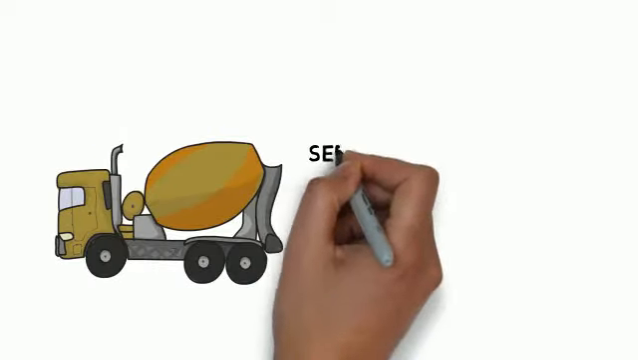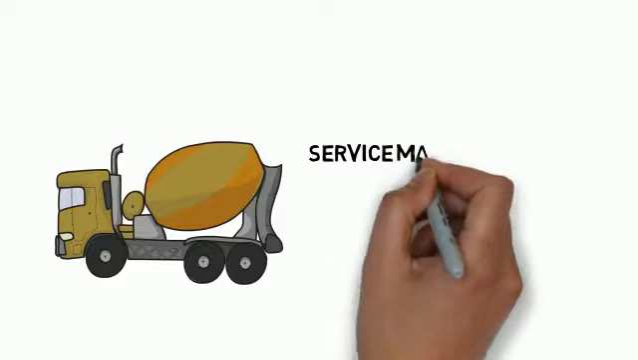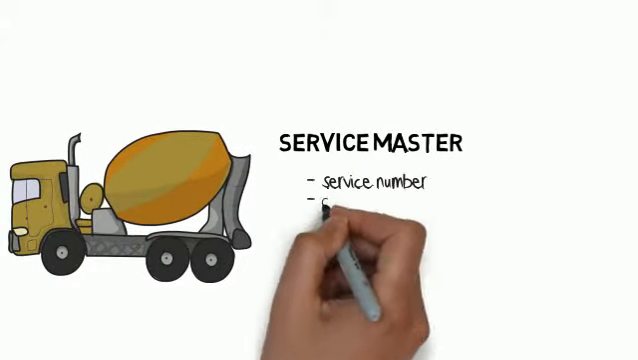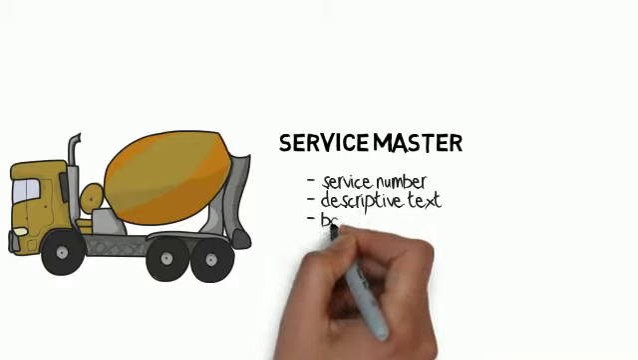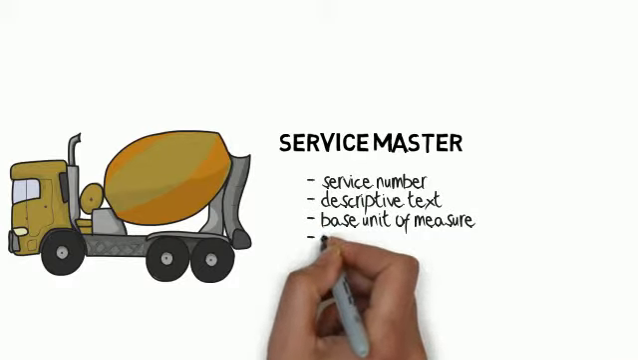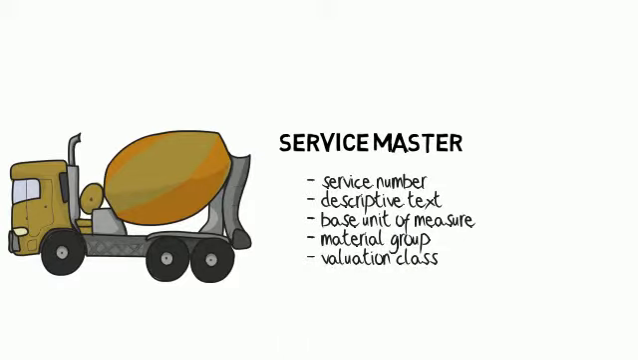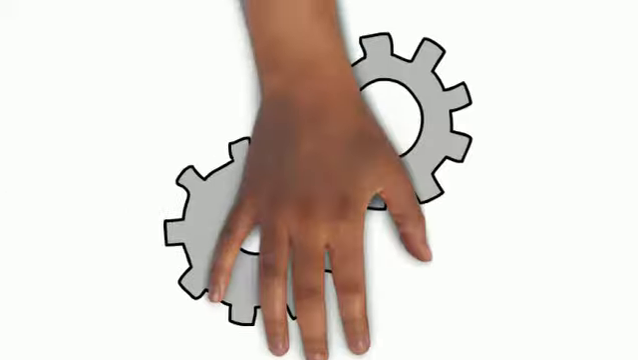The next type of master data is the service master. A service master uniquely describes each service. The service master includes a service number, descriptive text, base unit of measure, a material group, and evaluation class.